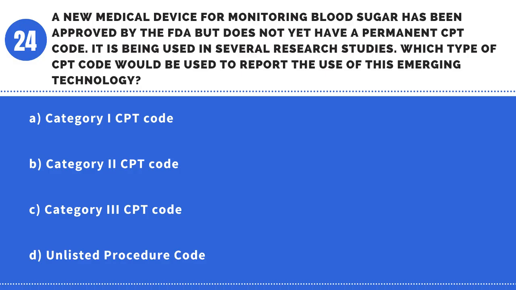Question 24. A new medical device for monitoring blood sugar has been approved by the FDA but does not yet have a permanent CPT code. It is being used in several research studies. Which type of CPT code would be used to report the use of this emerging technology? A. Category I CPT code. B. Category 2 CPT code. C. Category 3 CPT code. D. Unlisted procedure code.